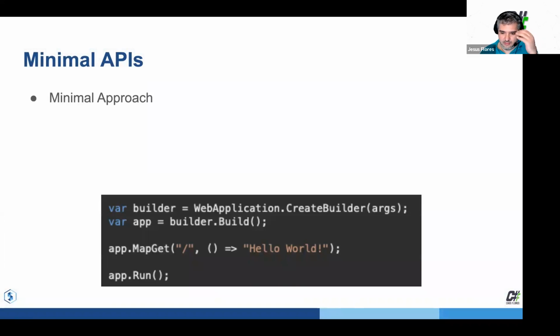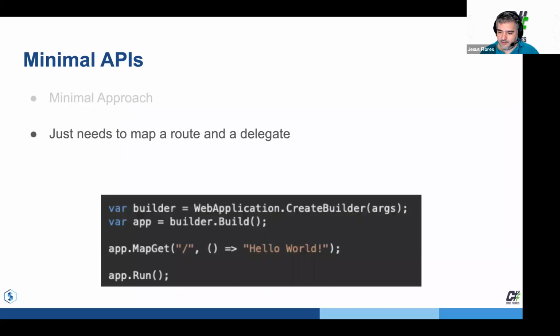As you see with some of the changes that they have done on the .NET framework and the .NET environment, they are pushing to have cleaner files and minimal lines of code to execute the applications. So with this, you just need to use the map get, and you just need to map a route and a delegate, an action. In this example, if you go to the root URL, you will have the hello world.